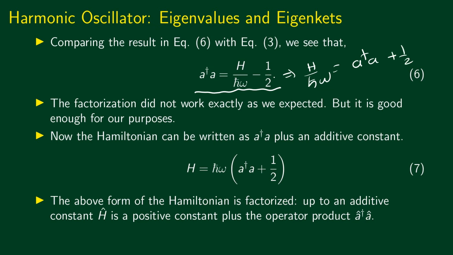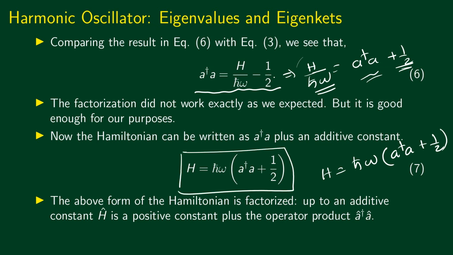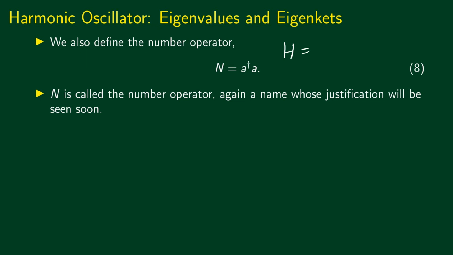So the factorization is not perfect. It did not work exactly as we expected. What we wanted was H divided by ħω is equal to A dagger A. But it is A dagger A plus a constant, a positive constant half. But this factorization is good enough for our purposes because it's easy to deal with constants. So the Hamiltonian can now be written as H equals ħω multiplied by A dagger A plus half. This is the form of the Hamiltonian that we can work with. We have written the Hamiltonian as H is equal to ħω multiplied by A dagger A plus half.